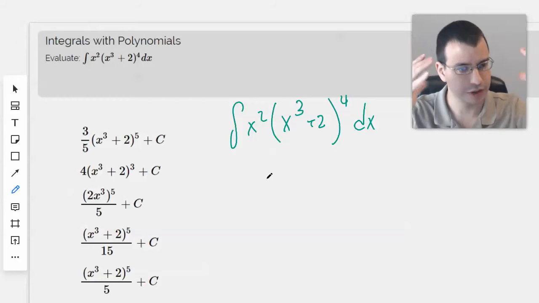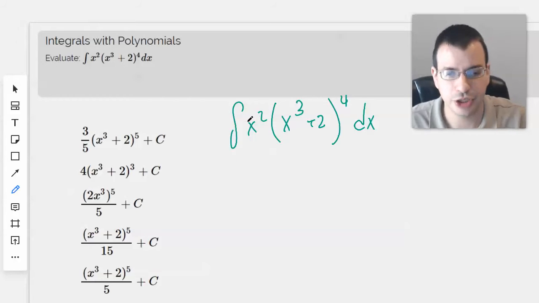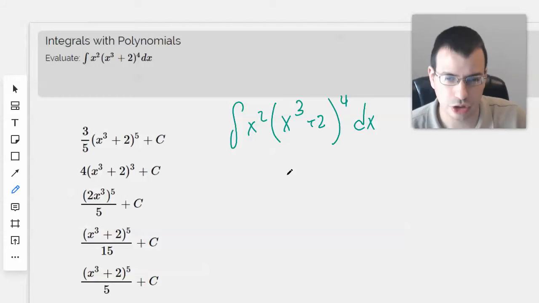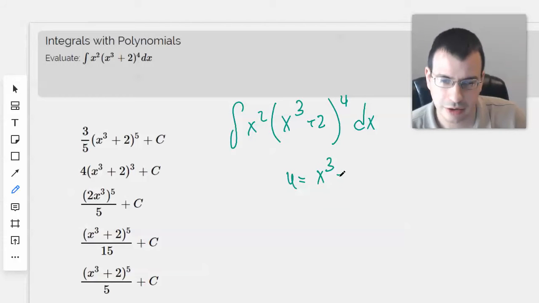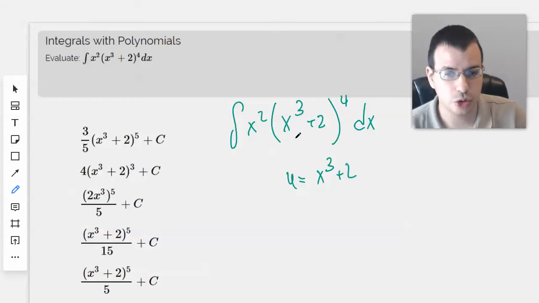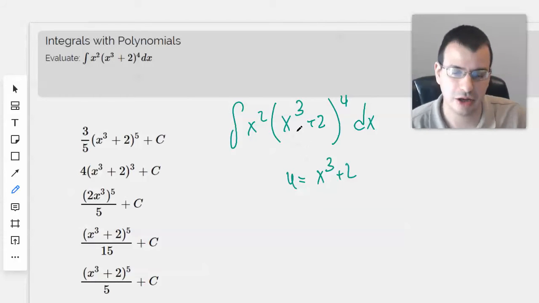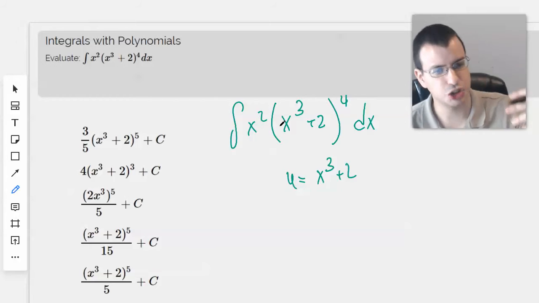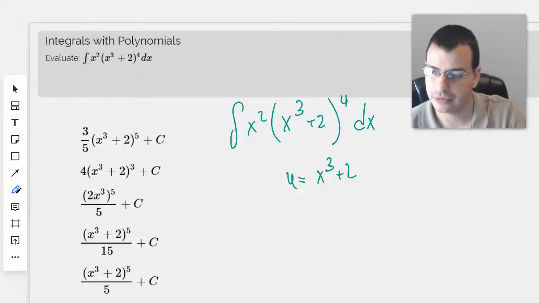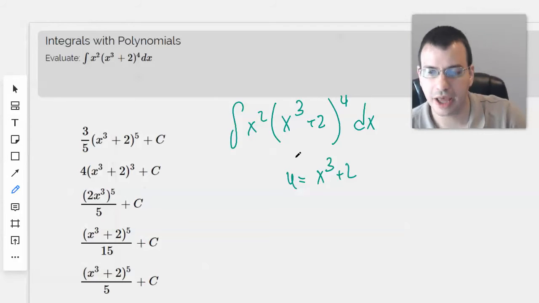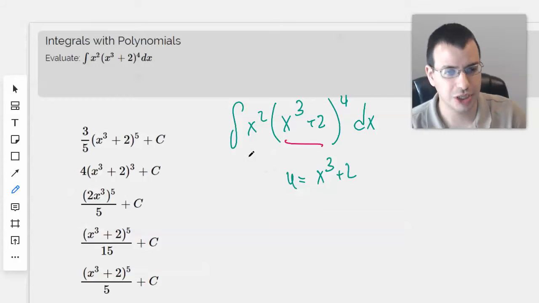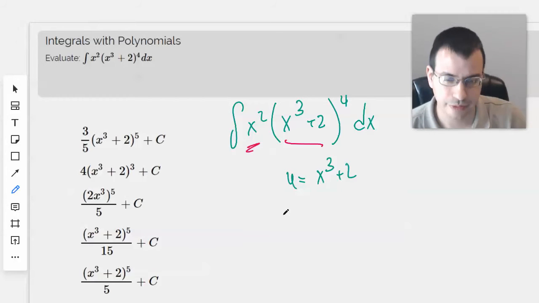Okay, focus. So for this one, we're going to use substitution. I'm going to say u equals x cubed plus 2. The reason I think this is that you see one of these things is the derivative of another. When we take the derivative of x cubed plus 2, we get x squared, which is kind of a giveaway that we're going to use u substitution.